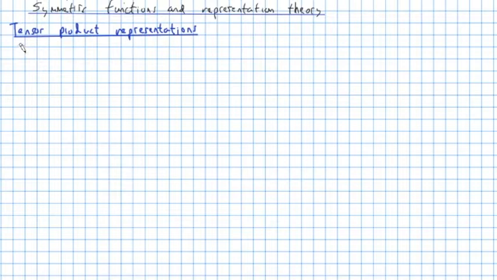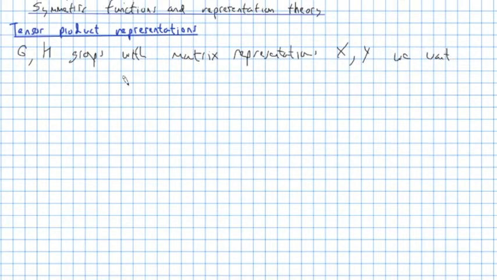So say that we have two groups, G and H, with matrix representations X and Y. Then we want to define a representation of the direct product of the groups. So we want to build a representation of the direct product G times H.